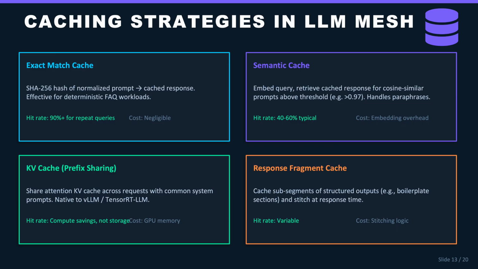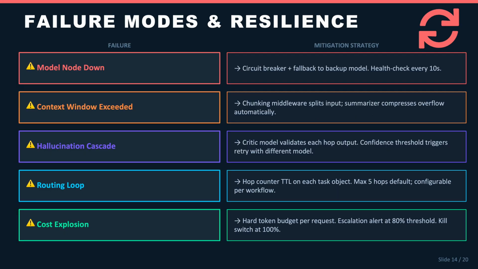for typical enterprise workloads. Failure modes and resilience. Every distributed system fails, and a mesh of LLMs is no exception. You need deterministic mitigations for each failure mode before you go to production. Model node down is handled by a circuit breaker pattern with automatic fallback to a backup model, combined with health checks every 10 seconds. Context window exceeded is handled by chunking middleware that automatically splits oversized inputs, with a summarizer model compressing overflow context before it hits the target model.